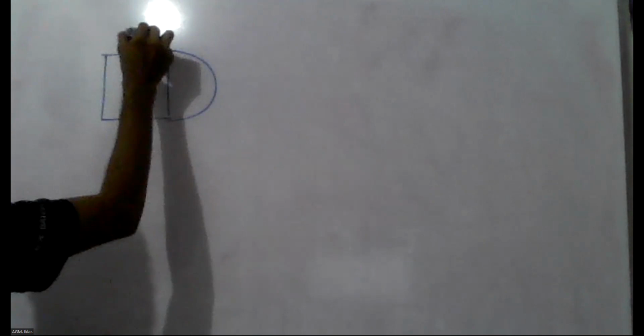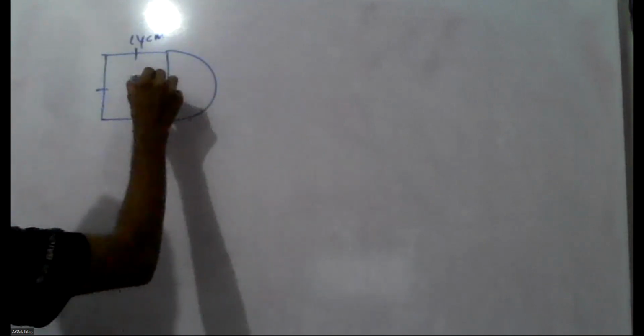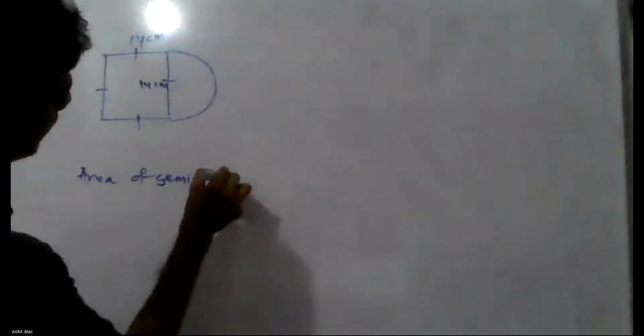Example number 1. They have given a figure like this. That compound object is formed using a semicircle and a square. This is 14 centimeter and this is a square. Since this is a square, this is also 14 centimeter. We need to find the area of this object. First we need to find the area of the semicircle. That is half into pi r square.